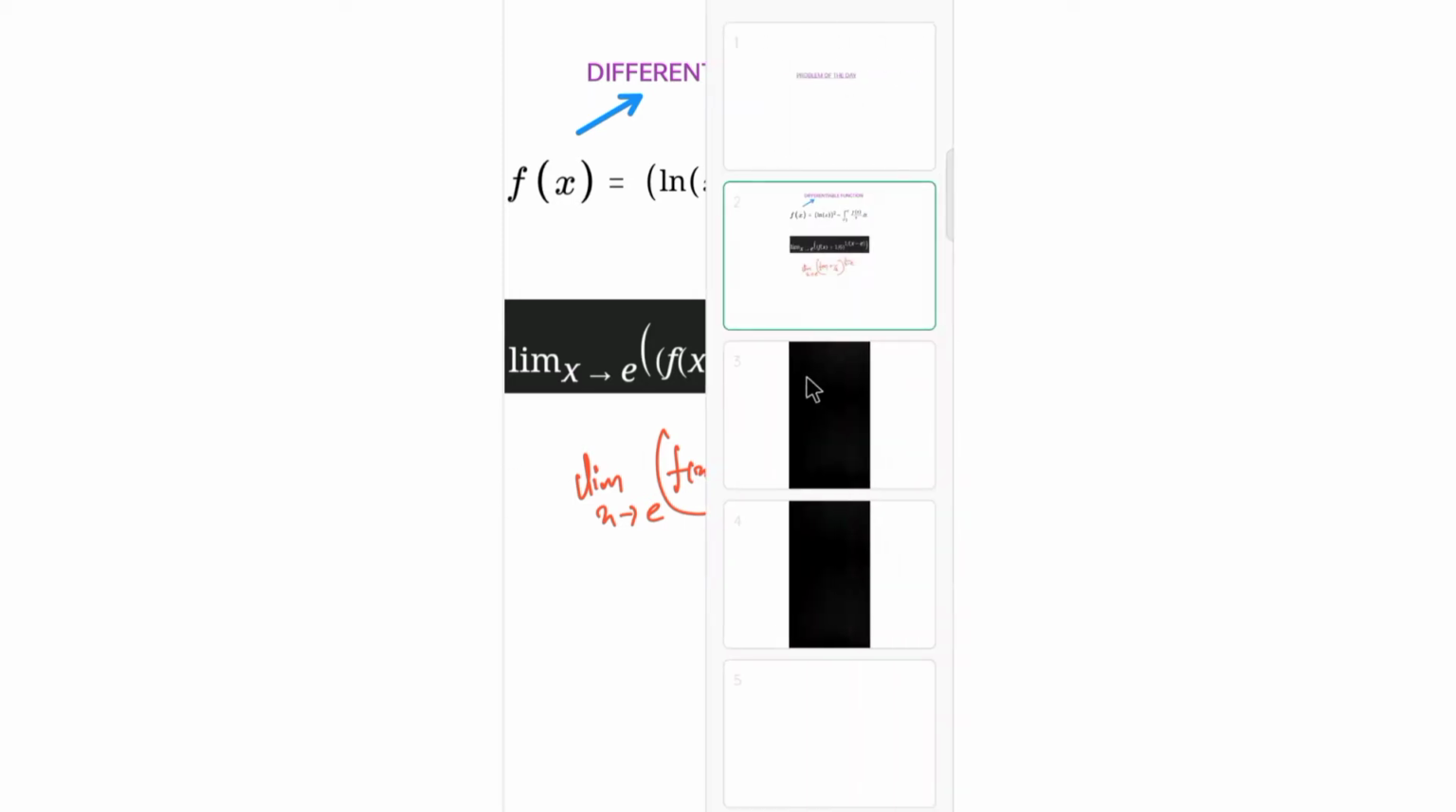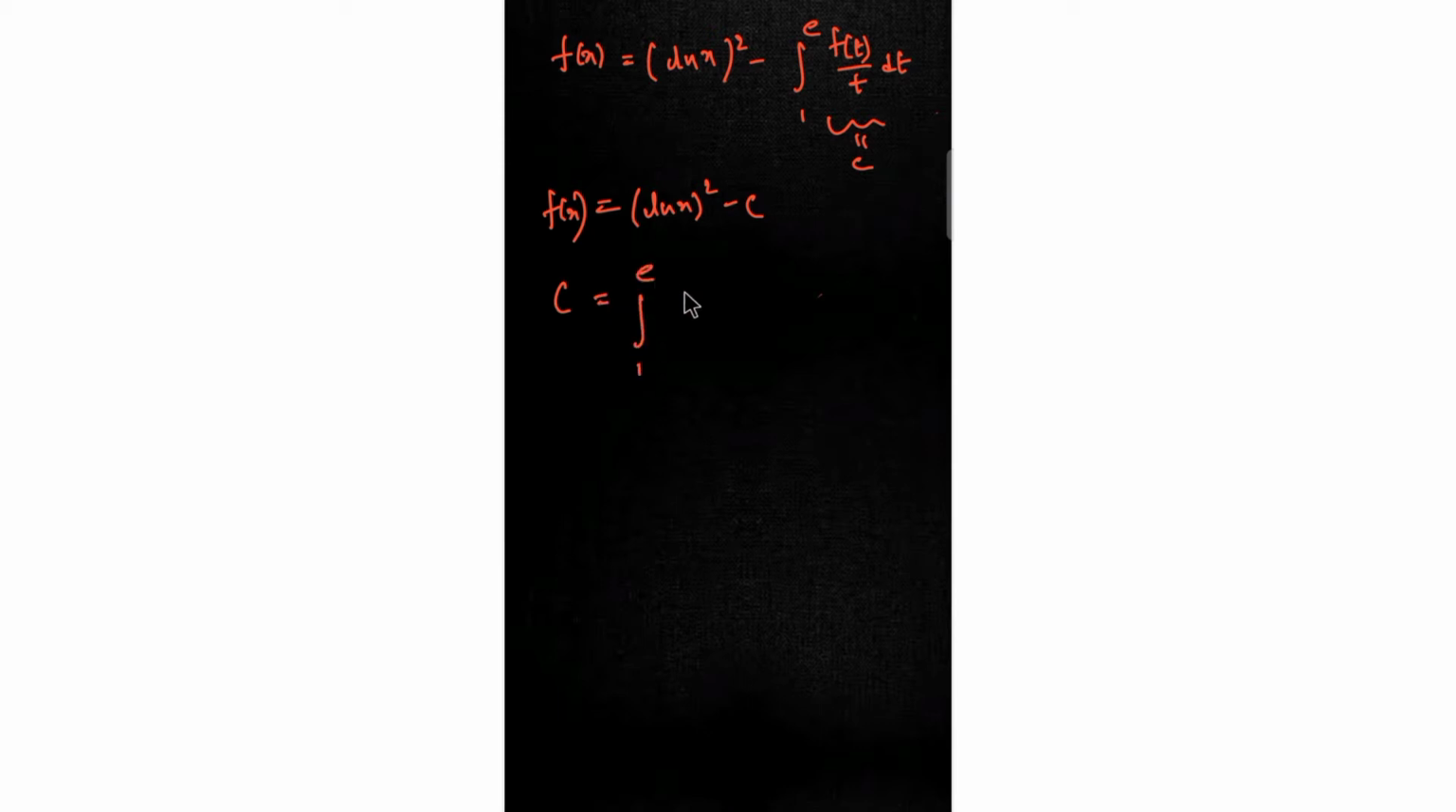Coming to the solution, first I'll write the equation that has been given to us. f of x is log x, but instead of log x I'll just write it as ln x, because it's base e. So (ln x) whole square minus the integral from 1 to e of f of t divided by t dt. I will just assume this integral as some c. So it becomes (ln x) whole square minus c is equal to f of x, and c is basically the integral from 1 to e of f of t divided by t dt.